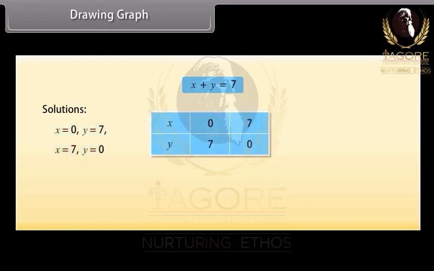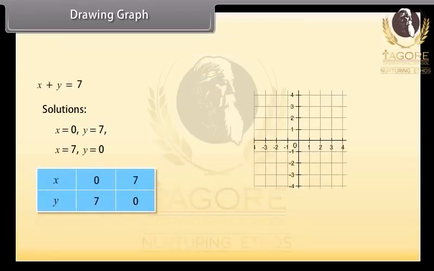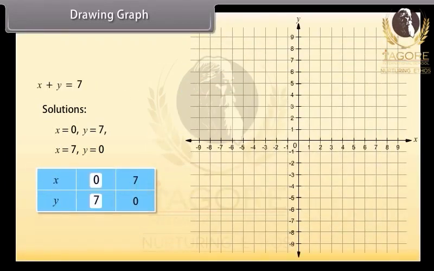We can use this table to draw the graph. These are the values of x and these are the values of y. The point for the values x = 0 and y = 7 is this. And the point for the values x = 7 and y = 0 is this. Now join these 2 points. This is the required graph for the given equation.